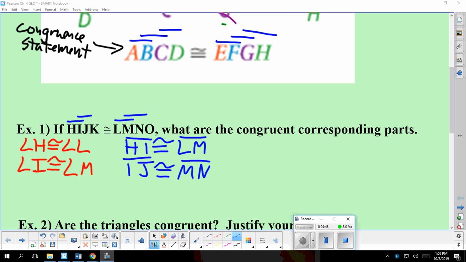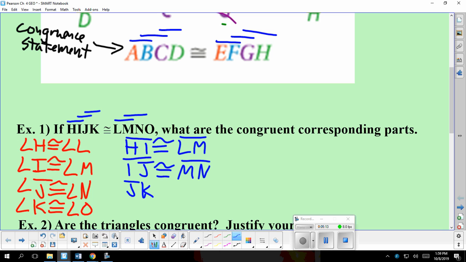All right, moving forward. The other two congruent corresponding angles, angle J is congruent to angle N. And then angle K is congruent to angle O. And then I can go corresponding sides and go one over. JK is congruent to NO. And then KH is congruent to OL.